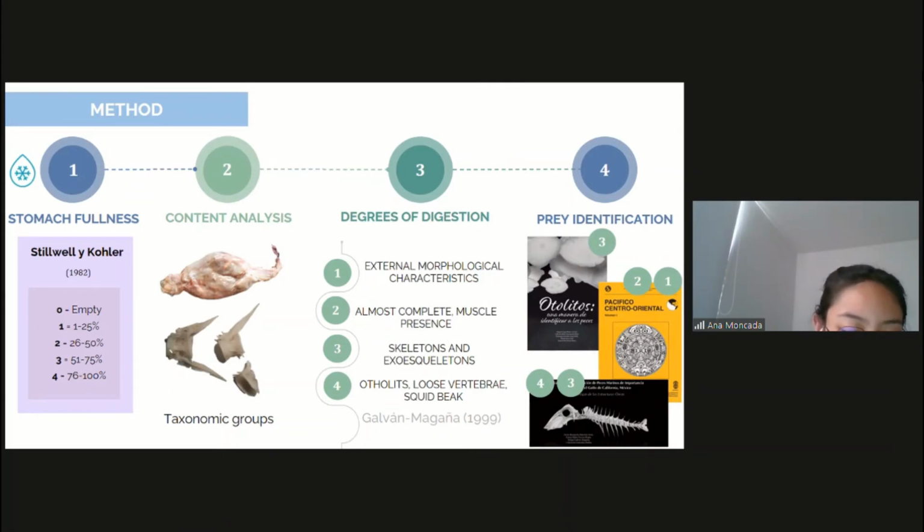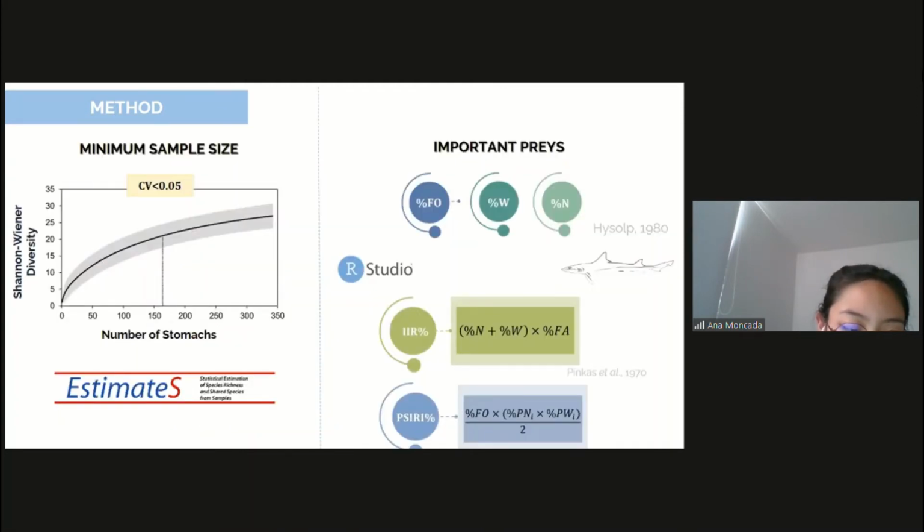During stomach content analysis, prey were classified into different taxonomic groups, washed and weighed. Prey were assigned to one of 4 degrees of digestion, and then identified to the lowest taxonomic level possible. To determine whether the number of stomachs analyzed was adequate to characterize the trophic spectrum, cumulative prey curves and the coefficient of variation were calculated, where CV values under 0.05 showed an adequate representation.